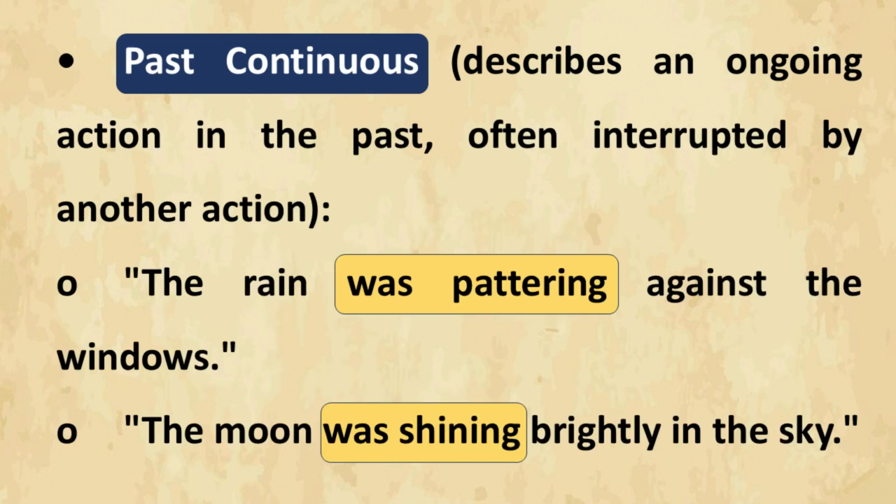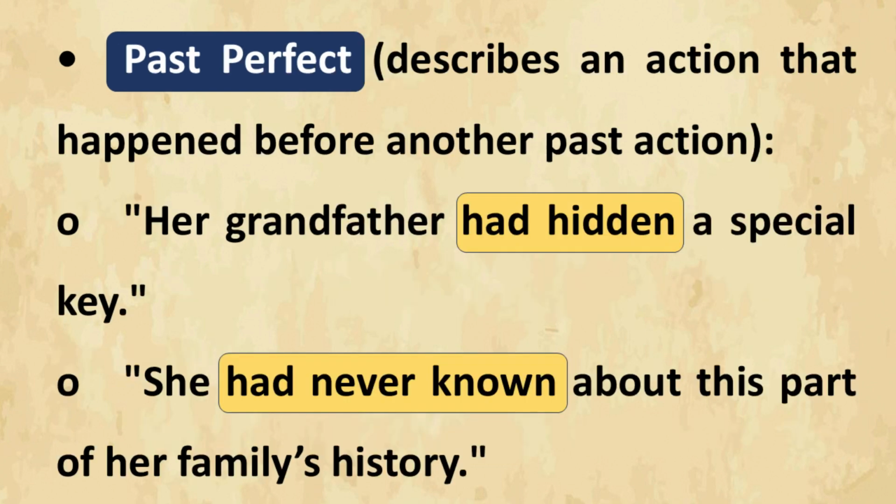Past continuous describes an ongoing action in the past, often interrupted by another action. The rain was pattering against the windows. The moon was shining brightly in the sky. Past perfect describes an action that happened before another past action. Her grandfather had hidden a special key. She had never known about this part of her family's history.